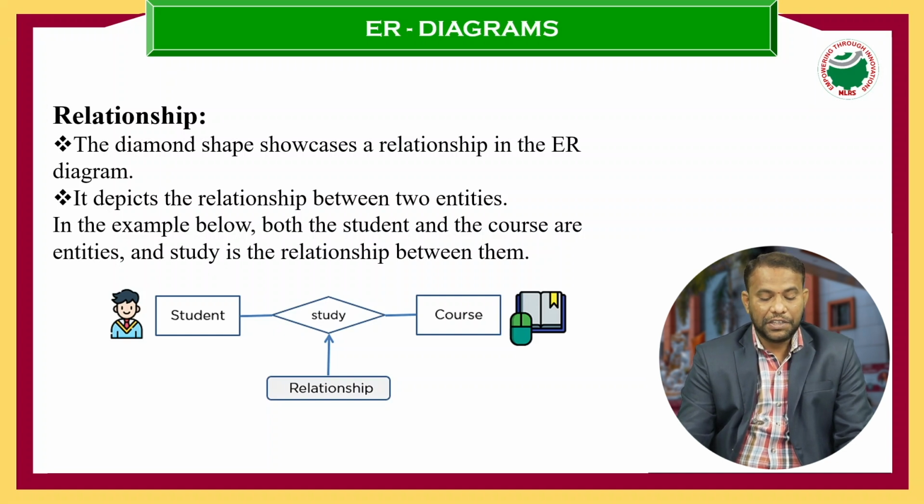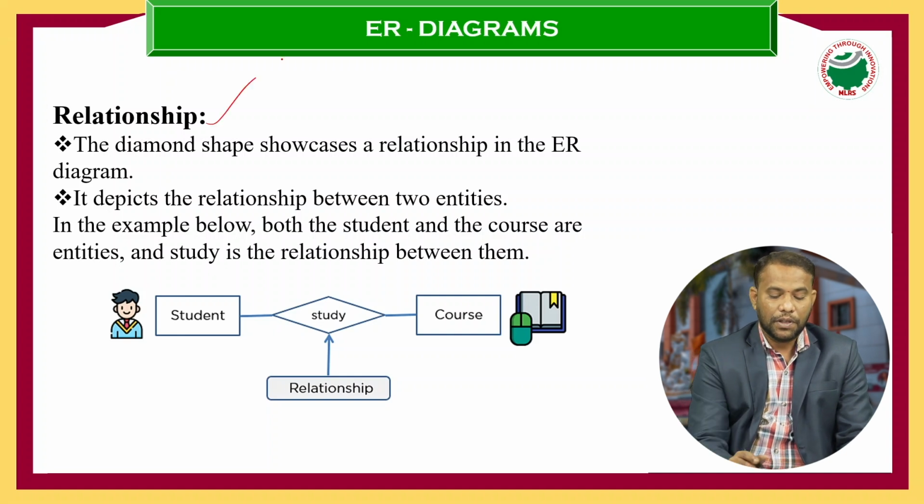A diamond shape showcases a relation in the ER diagram. What is meant by relationship? It is represented by the diamond. When you want to represent the relation between two entities, then we are going to use the relationship.